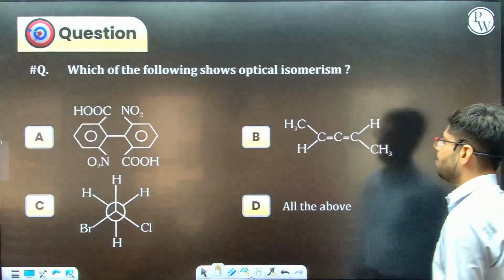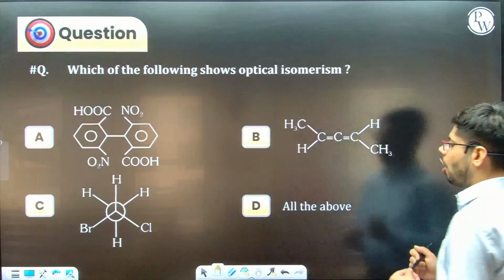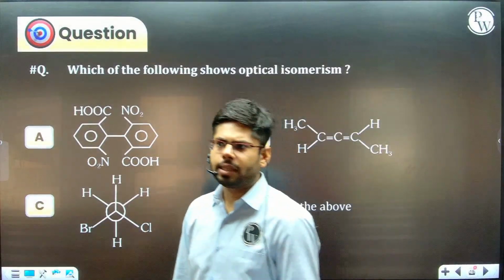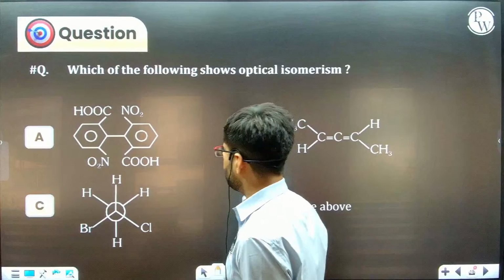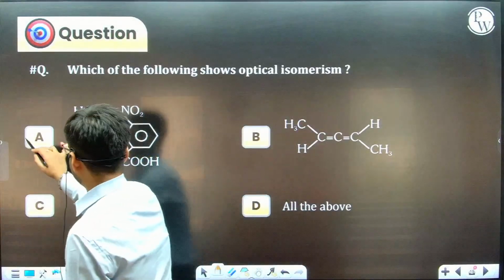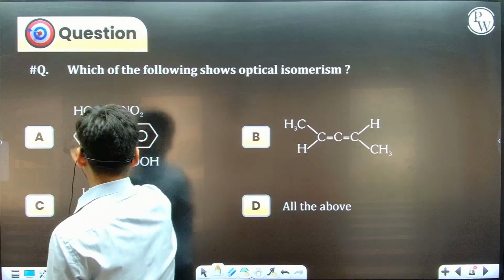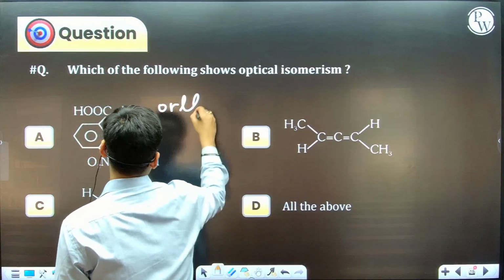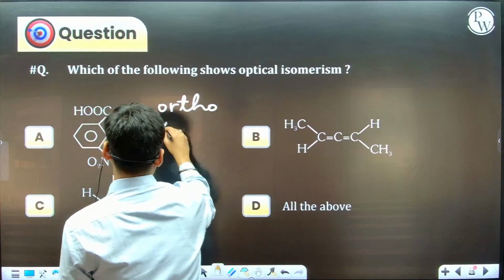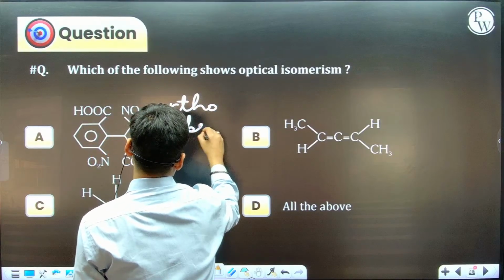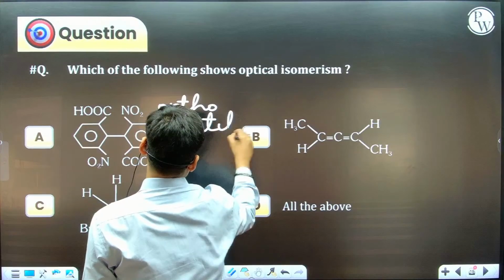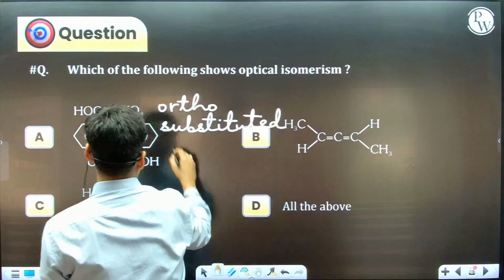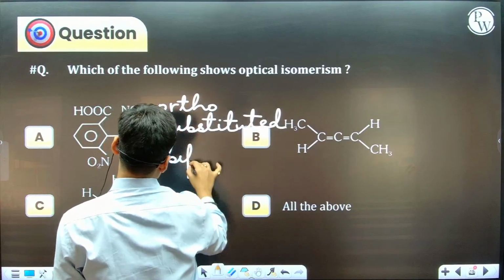Which of the following shows optical isomerism? That means which of the following is capable of showing optical activity or enantiomerism. So this, yes, it can show because this is a special case. This is called ortho substituted biphenyl.